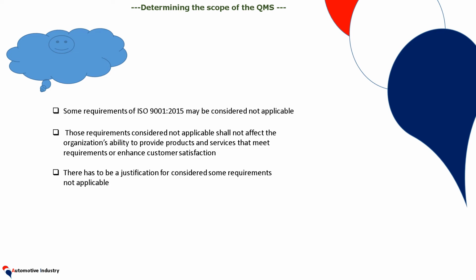Let's take an example. A shop that is selling books and newspapers, that buys from several printing houses, does not normally use property of its customers or its external providers, and it can decide to exclude this requirement with justification, of course.